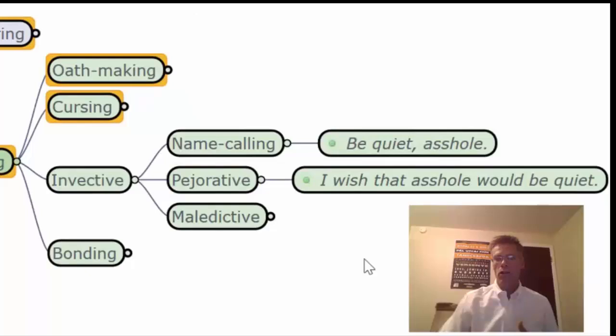You're still using a slur, but in this case, you're using it in the third person. "I wish that asshole would be quiet." So in this case, that's a pejorative because you're not talking to the person you consider to be an asshole. You're talking about them. That's a pejorative.